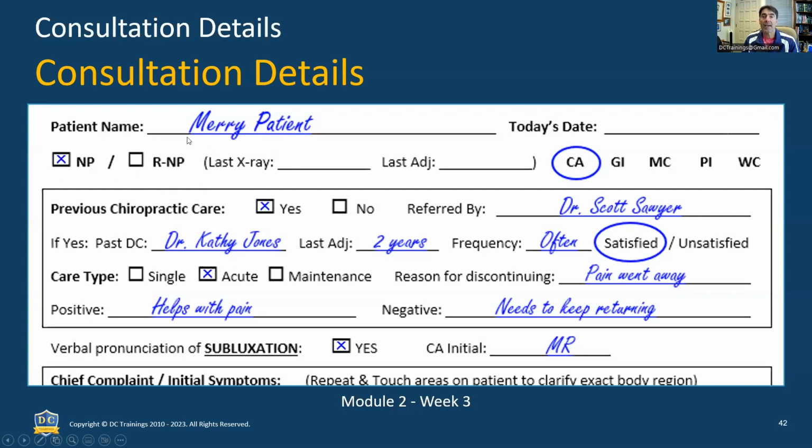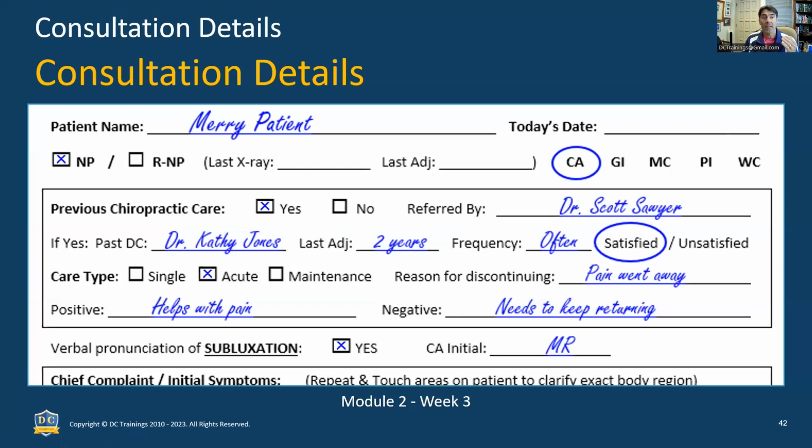If it's a reactivating or an RNP, the last x-ray date would be here, and the last adjustment. And the reason why that's important, well, aside from the obvious, is that when I'm walking in the room to see a new patient as the doctor, that information is there for me to determine, do I want to get new x-rays? Do I want to update old x-rays? Or has it been recent enough where, based on the patient's complaints, new x-rays are not required?